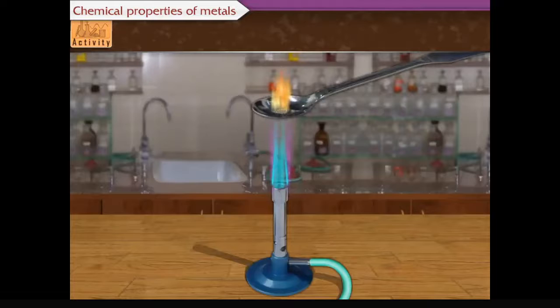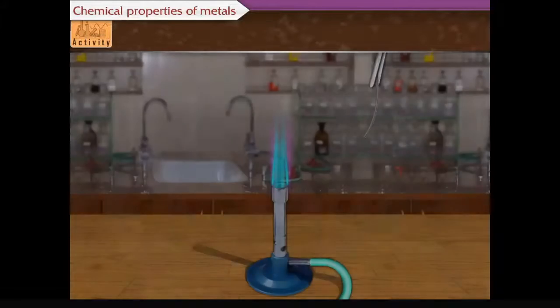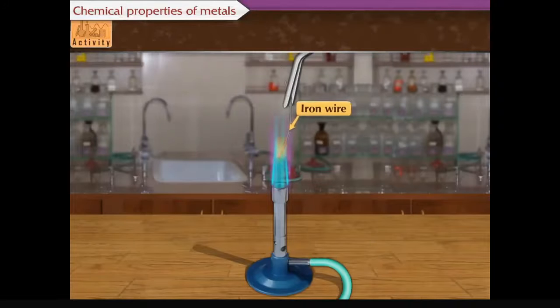Sodium metal burns violently with a bright yellow flame. When it is heated for a long time, we see formation of a white powder. This is due to the formation of sodium oxide. Now let us heat an iron wire.